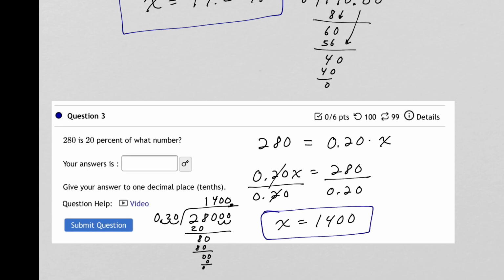And we could check it, right? If you did 0.2, 20% of, times 1400, you better get back 280.